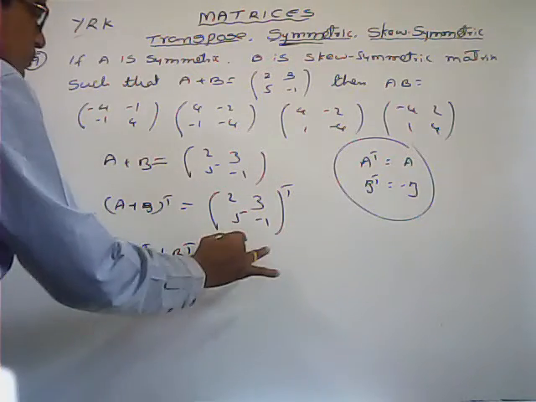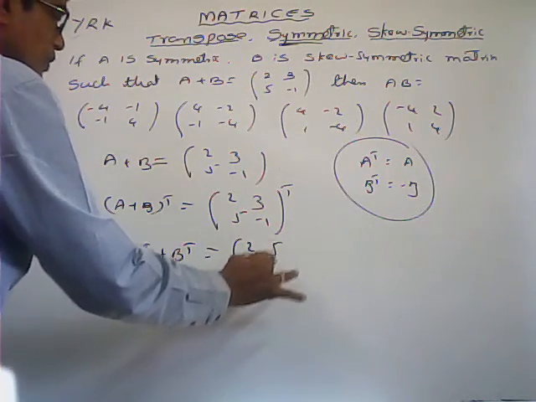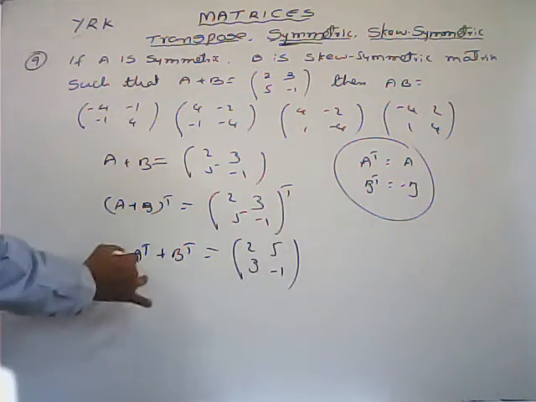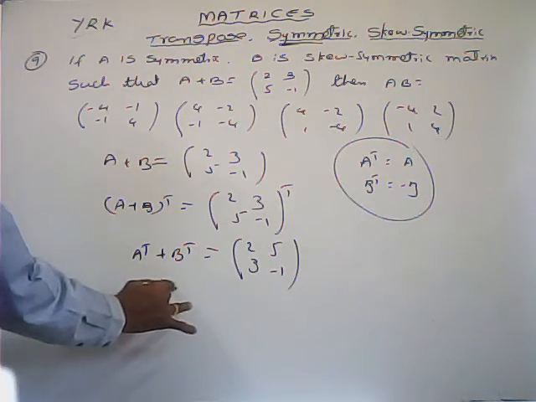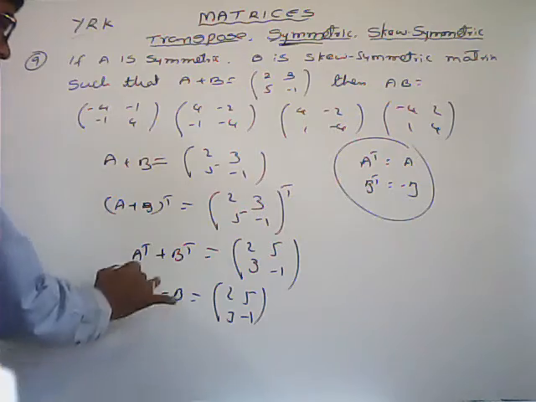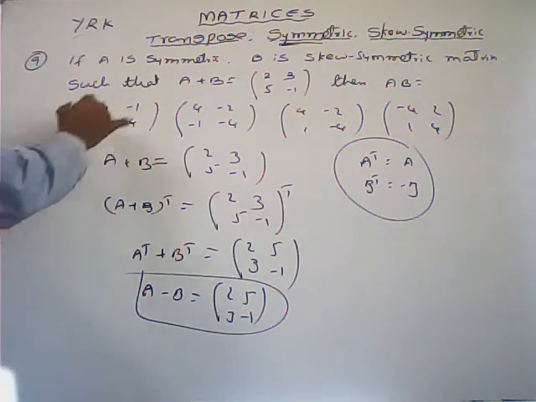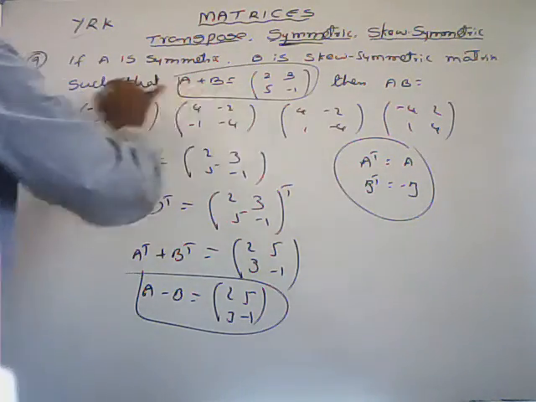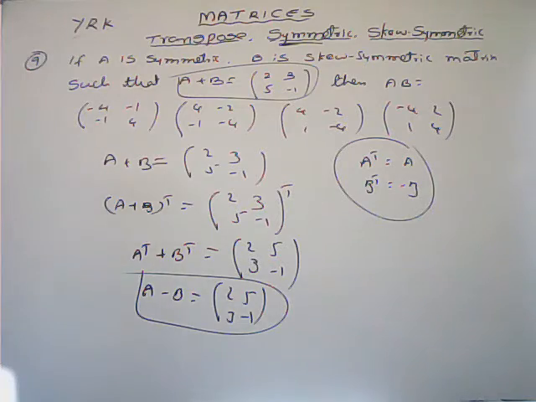That is equal to, first row becomes first column, second row becomes the second column. A transpose is equal to A, B transpose is equal to minus B. 2, 5, 3, minus 1. So here I got A minus B, and here A plus B is given. By adding these two, we can get a matrix.